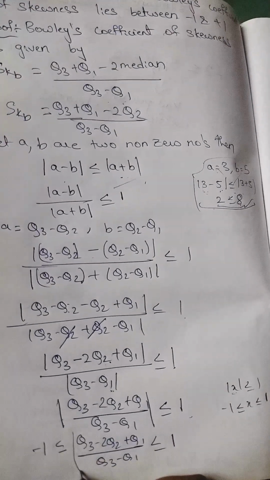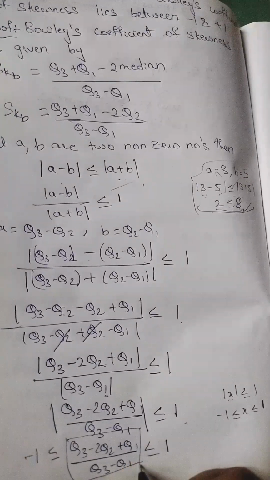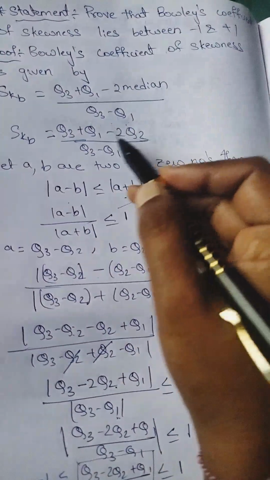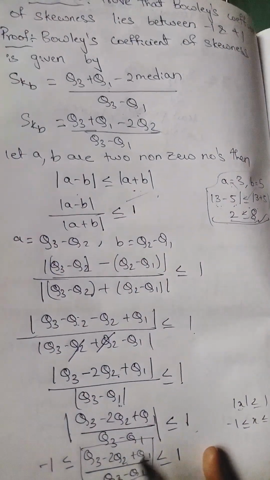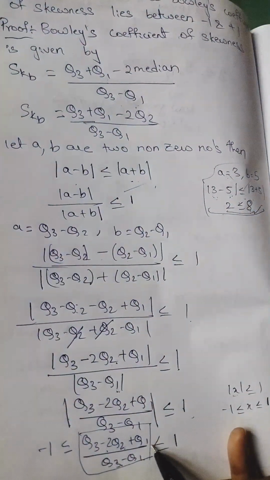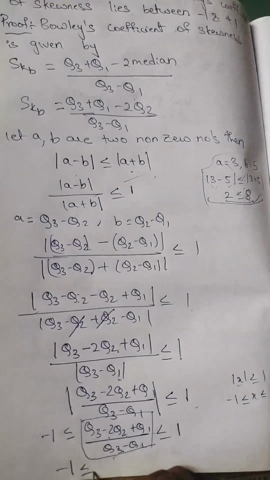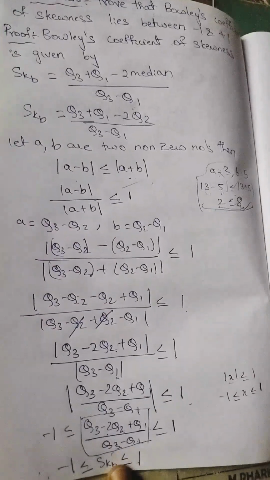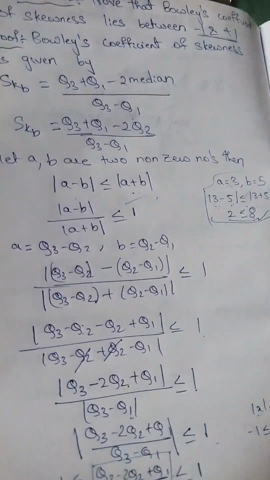Now what does this represent? q3 minus 2q2 plus q1 divided by q3 minus q1 represents the formula SKB equal to q3 plus q1 minus 2q2 divided by q3 minus q1. Here also we have the same thing: q3 is there, minus 2q2 is there, plus q1 is there, divided by q3 minus q1. So the same formula you can replace with SKB. So minus 1 less than or equal to SKB less than or equal to plus 1. Therefore, Bowley's quotient of skewness lies between minus 1 and plus 1. So we have proved this theorem.